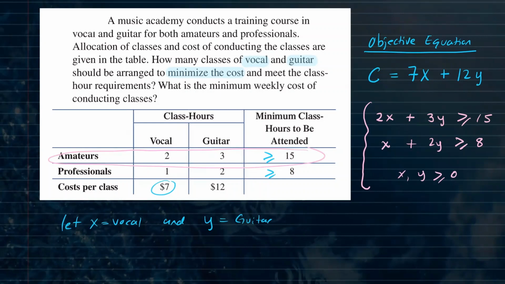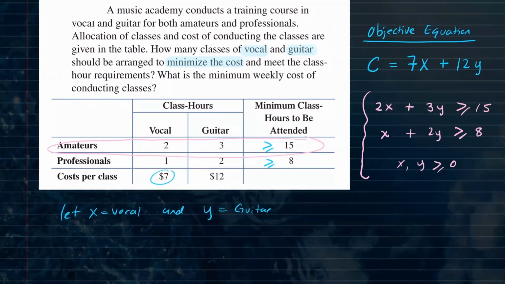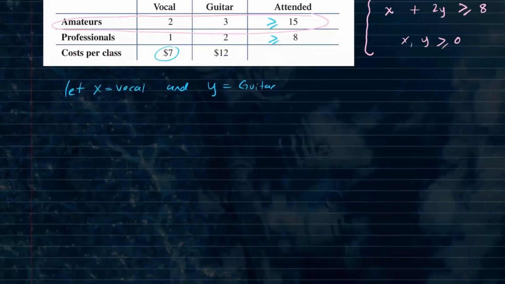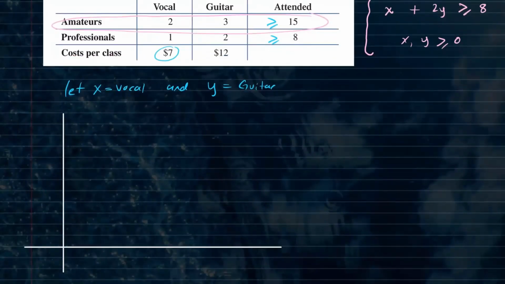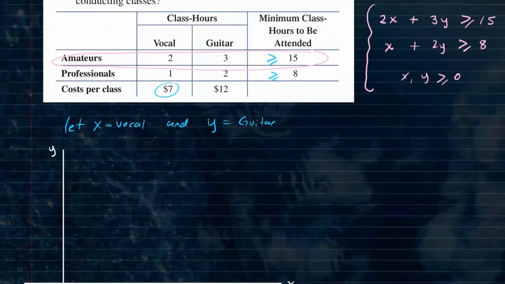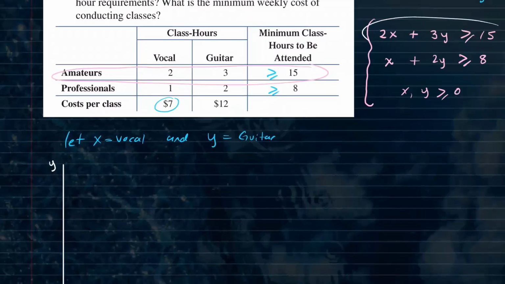All right, now we're going to go ahead and do the following. We will graph these inequalities, find the corner points, find the feasible region, and then we'll pick values within that region to see which one will minimize the cost. Let's go ahead and do that. So I will only consider the first quadrant because we're assuming x and y are positive. So let's call this the x-axis, that's the y-axis. So the first inequality we're going to graph is this one. That would be 2x plus 3y greater or equal to 15.